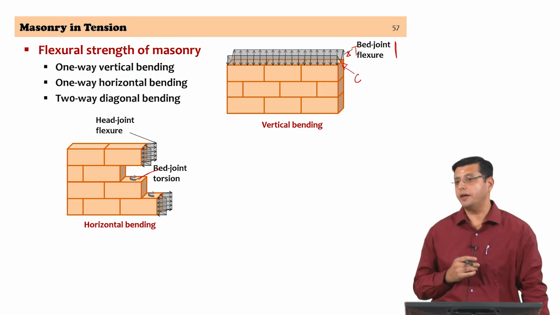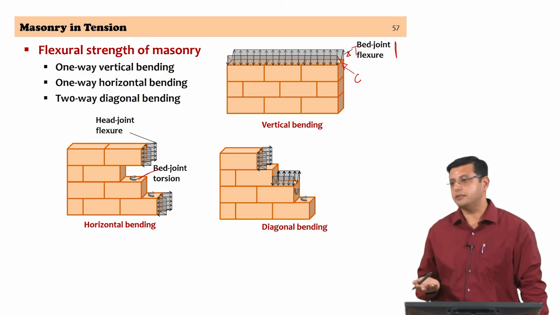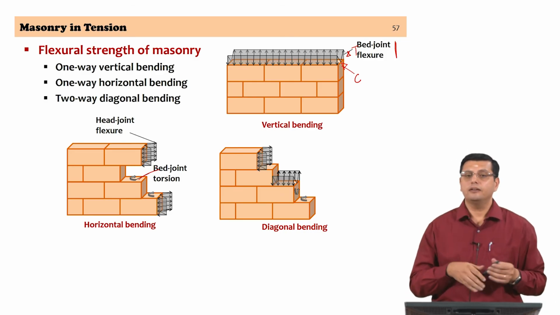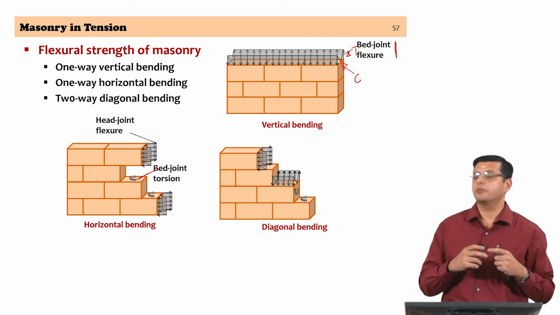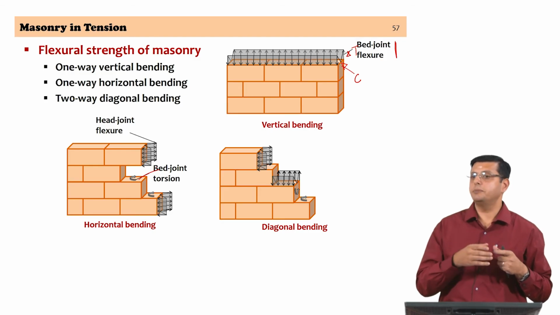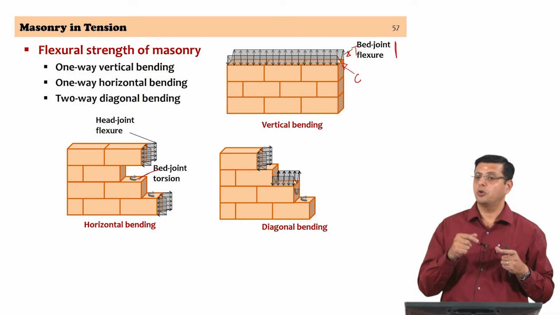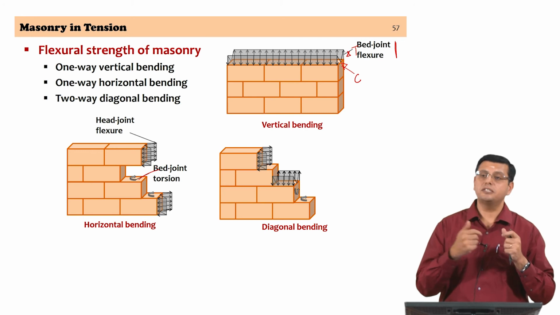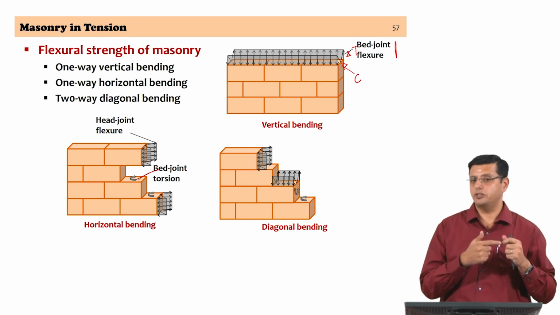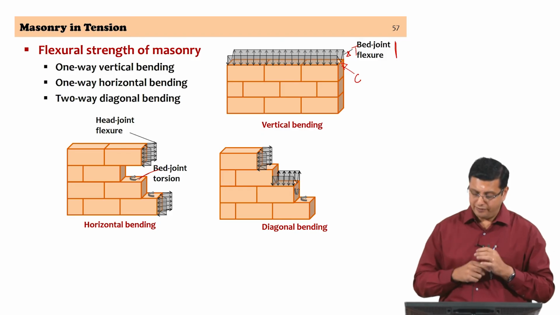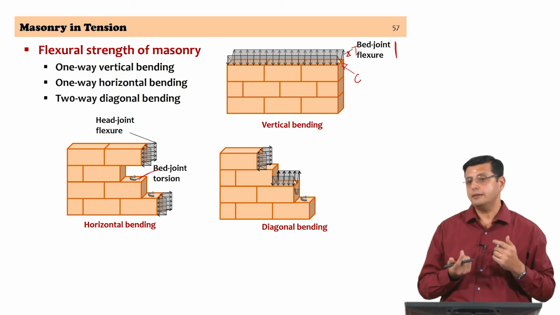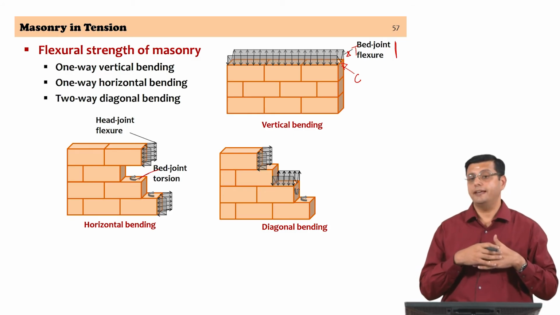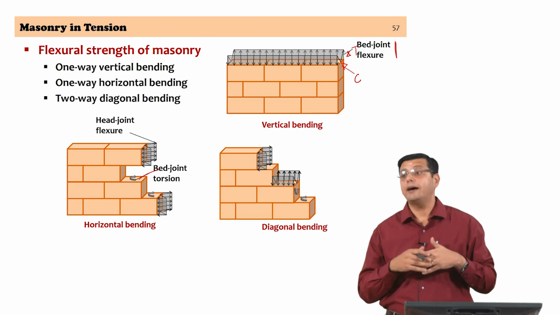And when you have two-way diagonal bending, four parameters come into play now. You have the bed joint and you have the head joint. The bed joint will be subjected to flexure, the head joint will be subjected to flexure. So, in this situation, both the head joint and the bed joint will be subjected to tension normal to the bed joint, normal to the head joint, and in the other case you will have torsion on the head joint and torsion on the bed joint, and that will require the estimate of the flexural tensile strength parallel to the joint itself.